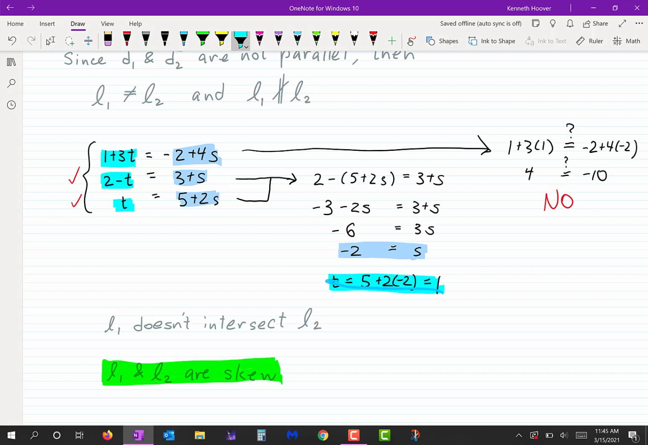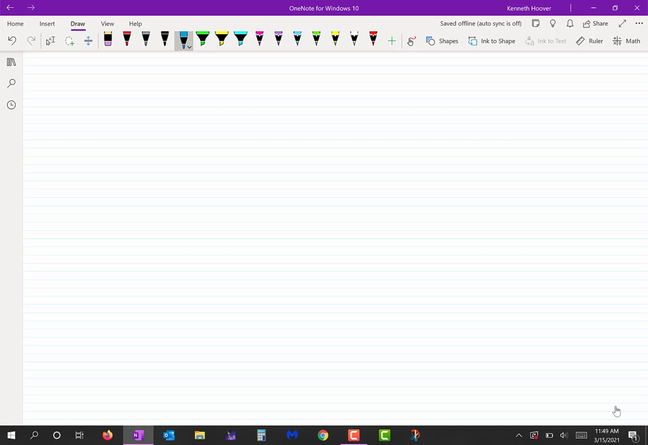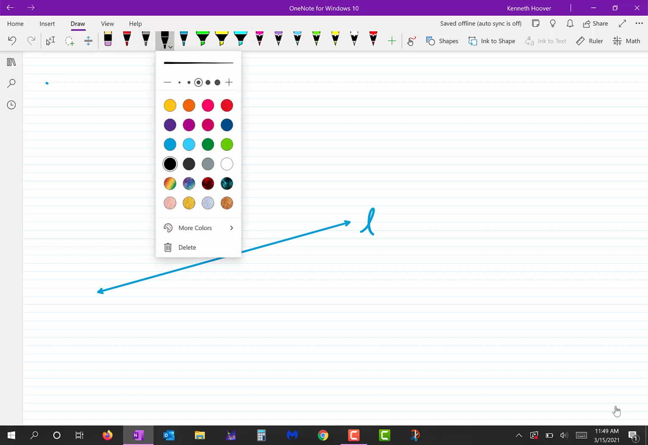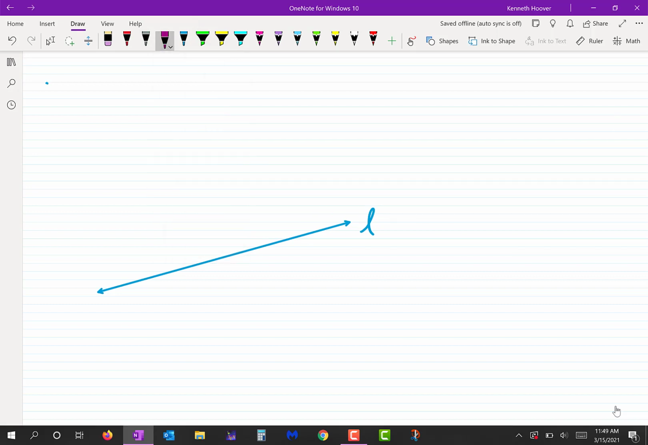Okay, next topic now. What I want to do next is show you this. Suppose you have a line and you have some point. Let's call this point Q. And you want to find out the distance from Q to the line L.